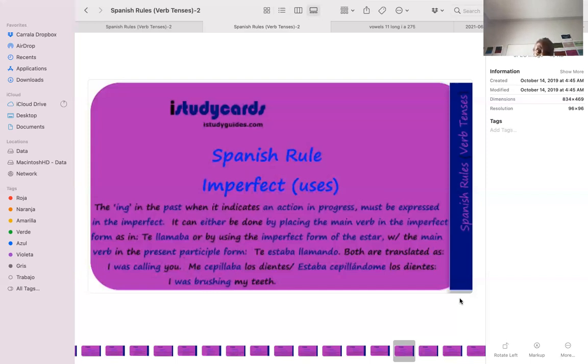Another example. Me cepillaba los dientes. Estaba cepillándome los dientes. This is going to be a little bit difficult for me, especially getting the accent correctly. In Spanish, there's two ways to do it. I've heard both. When I lived in Mexico, I would hear both.